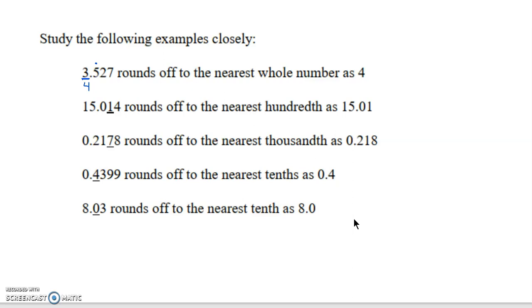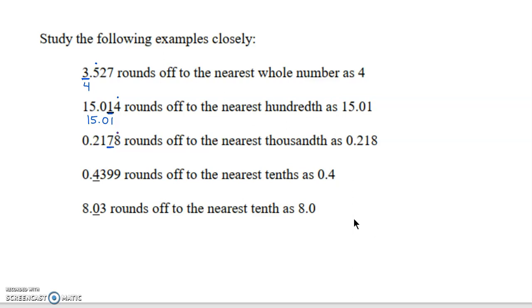For 15.014, we're rounding to the hundredths place. The 4 is going to keep the 1 as it is. So we will end up keeping 15, the 0, and the 1 stays the same, and we drop that 4 off. 15 and 1 hundredth. For the third example, we're rounding to the thousandths place.